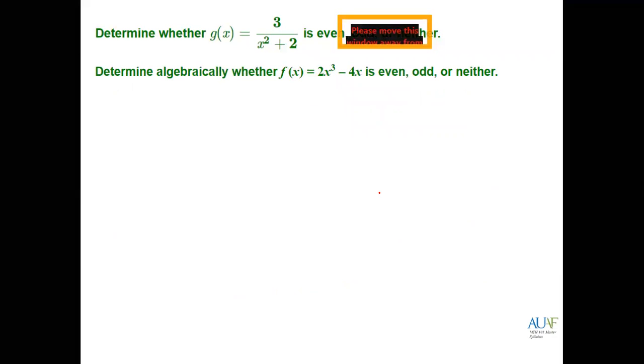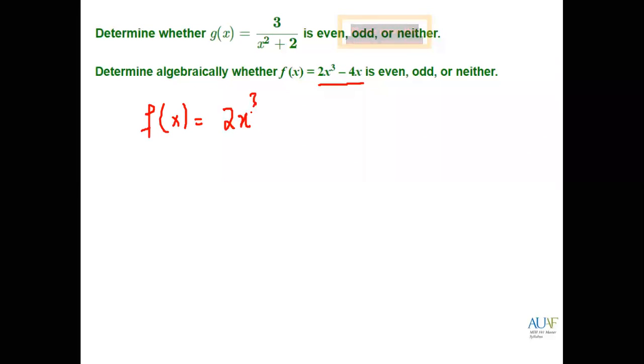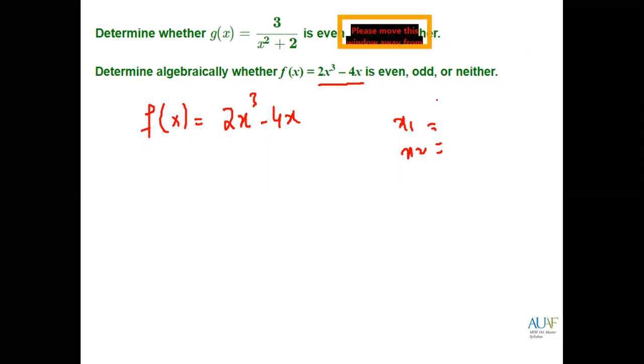You can see here f of x is equal to 2x cube minus 4x. So find out, is this an odd function, even function, or neither? So we have the function f of x equal to 2x cube minus 4x. Let's select two numbers, x1 and x2. Let's suppose x1 is plus 2 and x2 is minus 2.